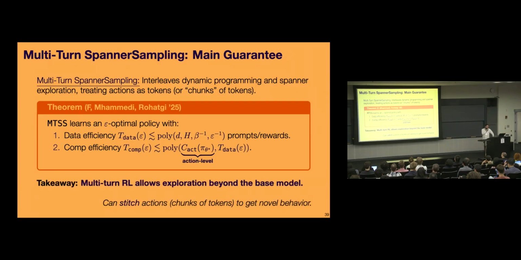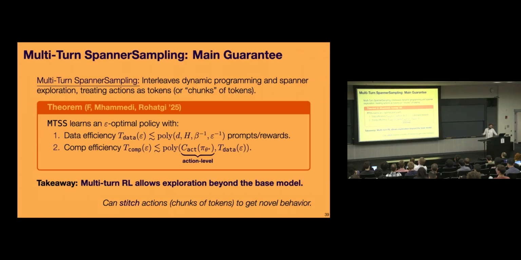So what this means is, even if your base model has terrible coverage over the behaviors that you care about and that you would like to elicit at the sequence level, as long as it has good coverage over individual chunks of the behavior you want, like maybe individual lemmas in a proof, you can stitch these together to get novel behavior that you would be very unlikely to find with just naive vanilla sampling from the base model.